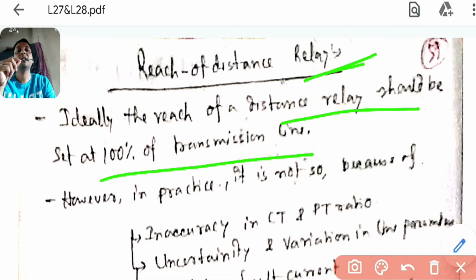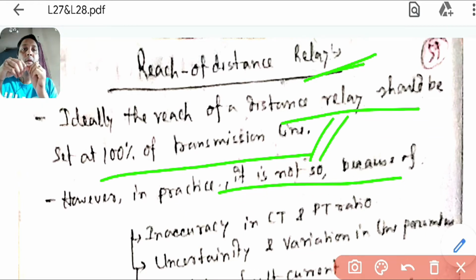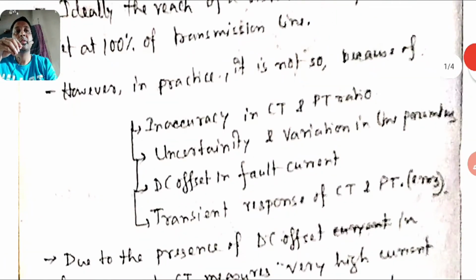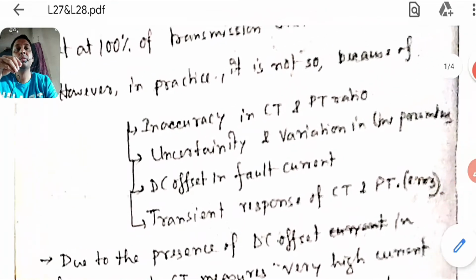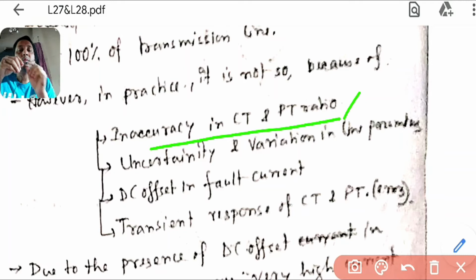It should be 100% of the transmission line. The line that I am protecting, we should set the reach at 100% of that line. But in practice, this is not possible because there is inadequacy in the CT/PT ratio. Whatever CT/PT ratio you are using, it will not be 100% correct. There will be some error in the transformation.